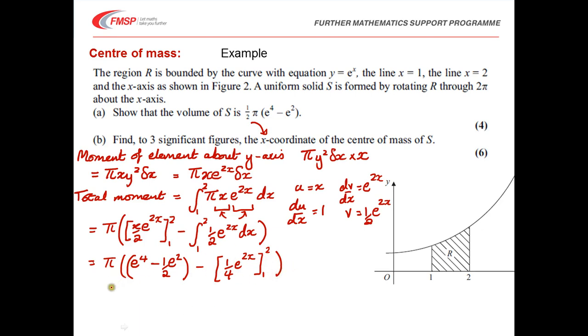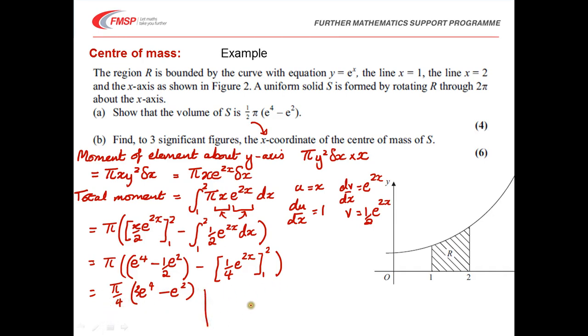And I'm just going to tidy all of that up. If you don't mind, this is just algebra, so I'm going to jump ahead a little bit on this one. That's going to give me an expression something along the lines of pi by 4, bear with me just a second, (3e to the 4 minus e squared). I've just jumped a couple of stages there because they're just pure maths. Okay, so that's the total moment for all of the elements about the y-axis.